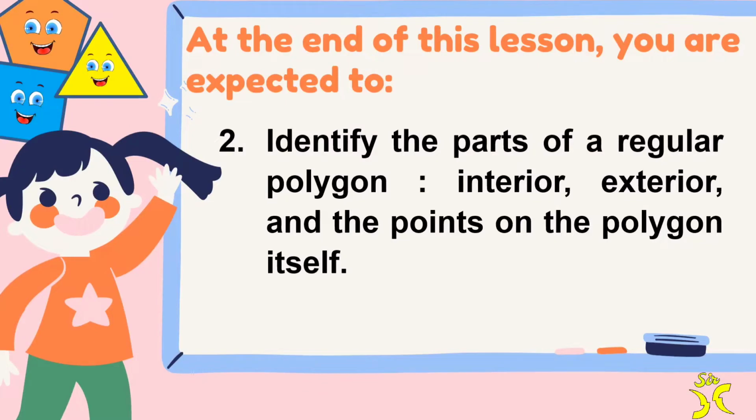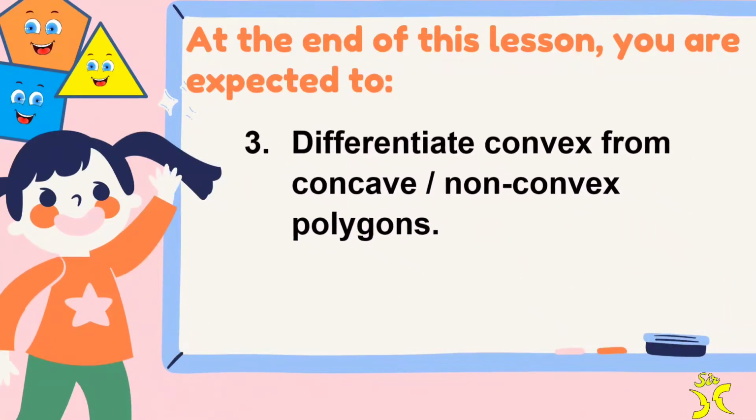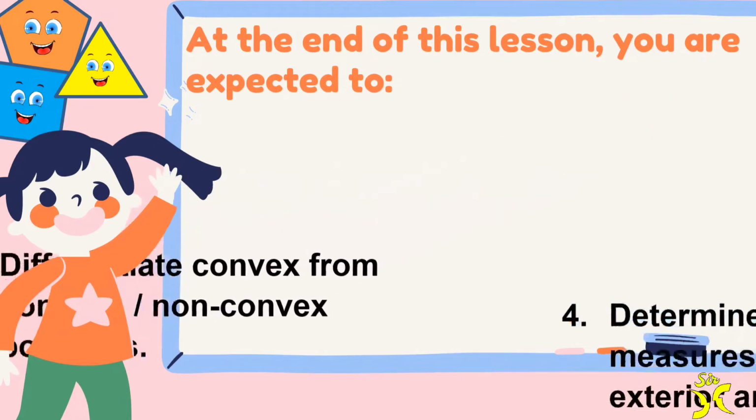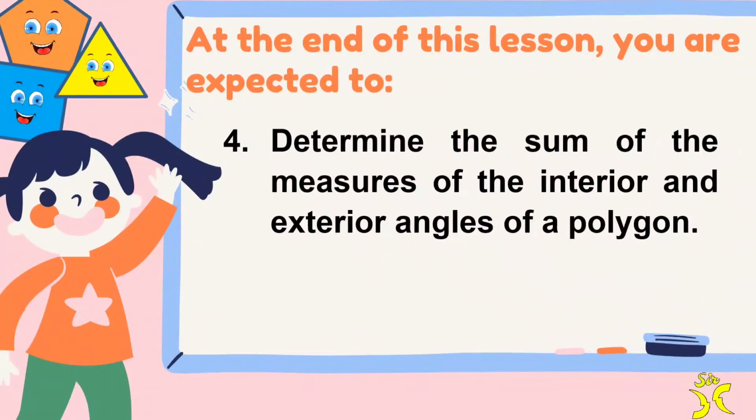Identify the parts of a regular polygon: interior, exterior, and the points on the polygon itself. Differentiate convex from concave or non-convex polygons. And lastly, determine the sum of the measures of the interior and exterior angles of a polygon.